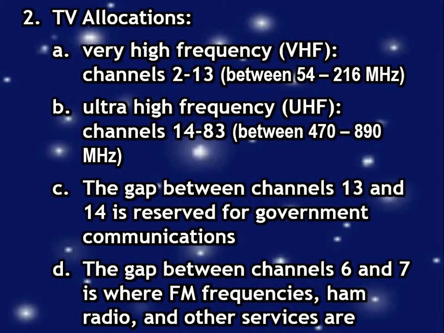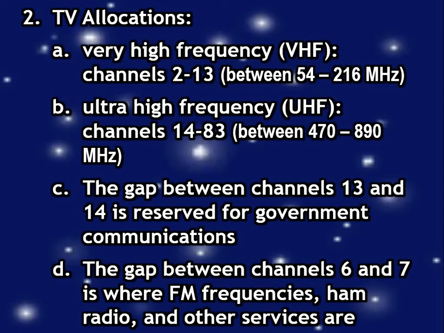TV allocations. The VHF band, very high frequency, operates on channels 2 through 13. Ultra high frequency, or UHF, happens on channels 14 through 83. As we've been going along in the years, though, they've been taking away some of the channels from UHF. I believe right now the highest allocation is channel 52. And that's because they've been taking some of the spectrum away from the UHF band.